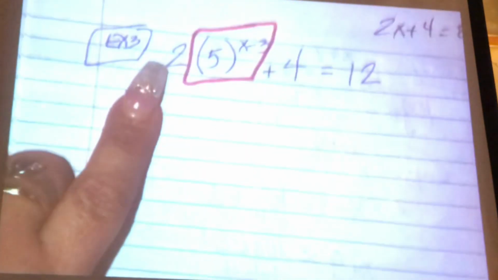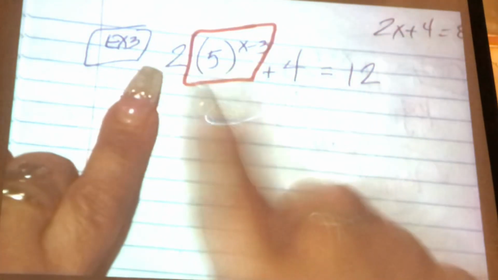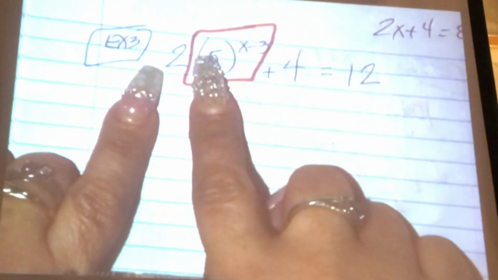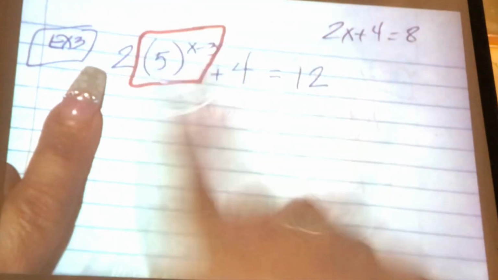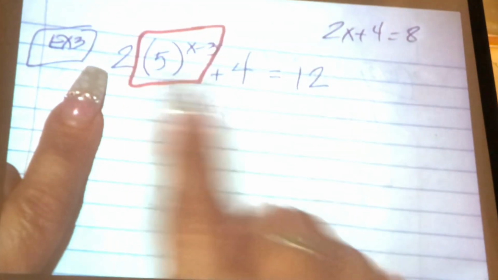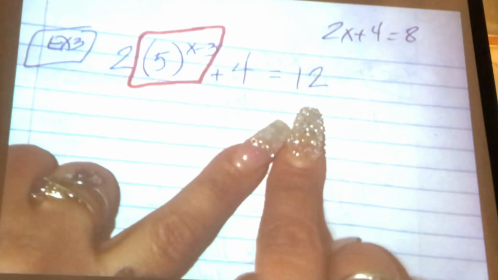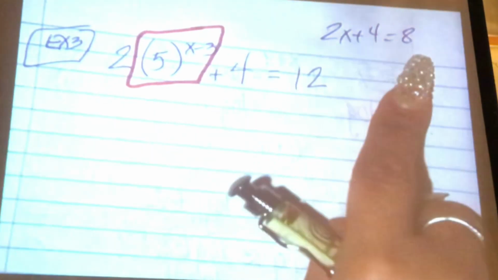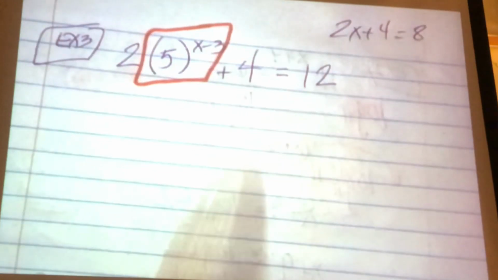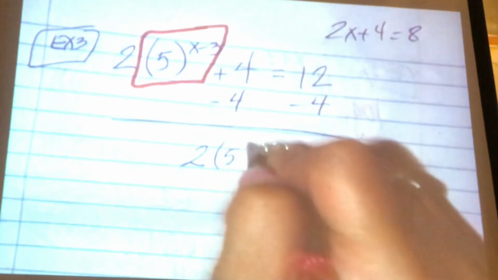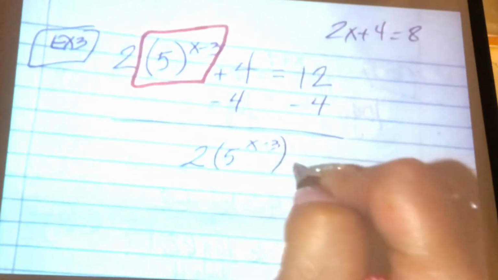The 4. Same thing here, a 4 and a 2. So you treat this whole thing as a variable. Everybody with me? It's the same thing you would do here. Pretend this is an entire x, like a whole box. First you get rid of the 4, then you divide by 2. Same thing here. Questions on that? All right, so we are going to subtract 4 first. So I get 2 times 5 to the x minus 3 equaling 8.